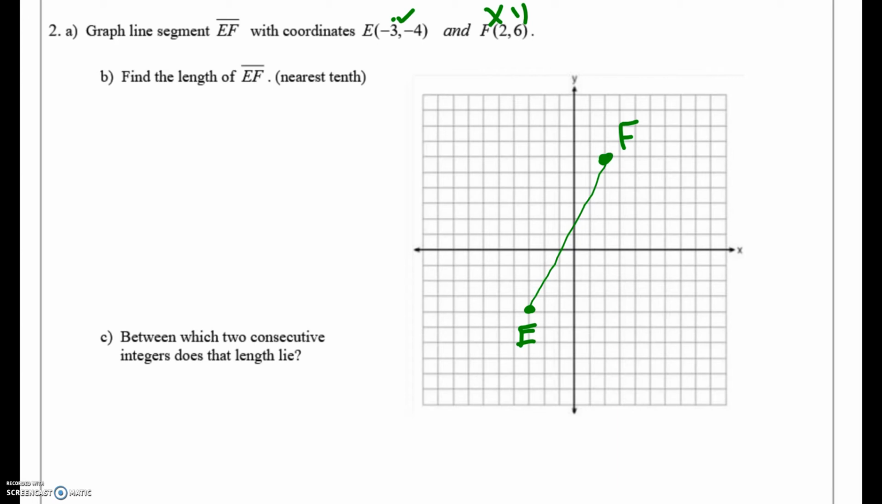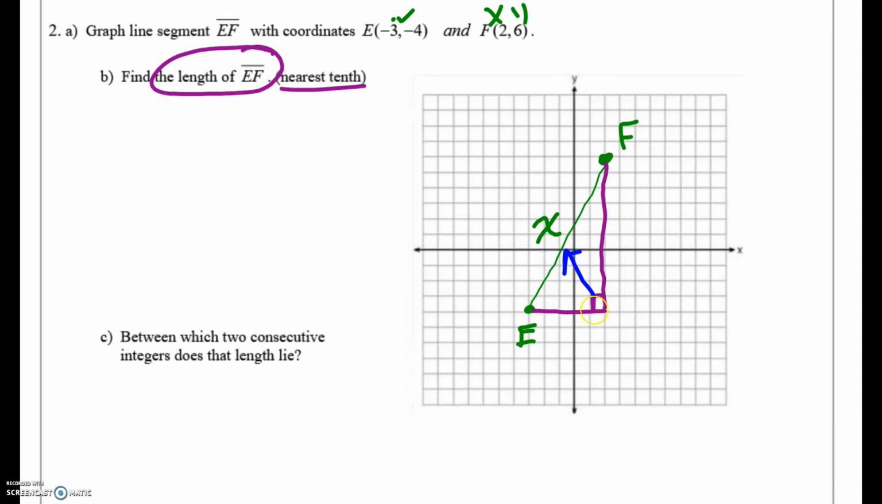Okay, so now I need to figure out for part B the length of EF, and I'm going to round to the nearest tenth. So the length of EF, I can't just look at that and count it because it isn't horizontal or vertical. So in order to make it easier to find the distance of E to F, I'm going to create a right triangle. So I'm going to drop a line straight down from F and a line over from E so that it meets at one point. We should notice since those two lines are perpendicular, we have a right angle. If we have a right angle in a triangle, then we could use the Pythagorean theorem.